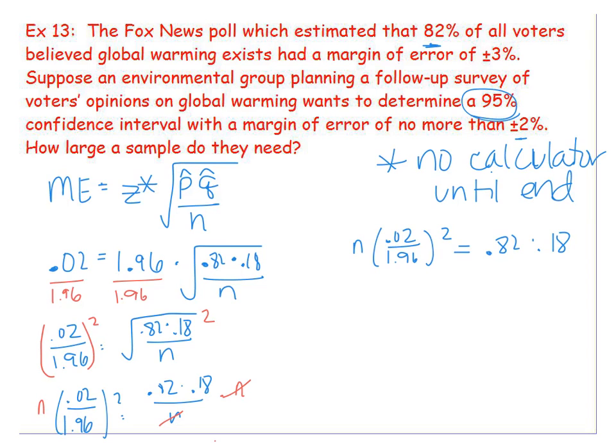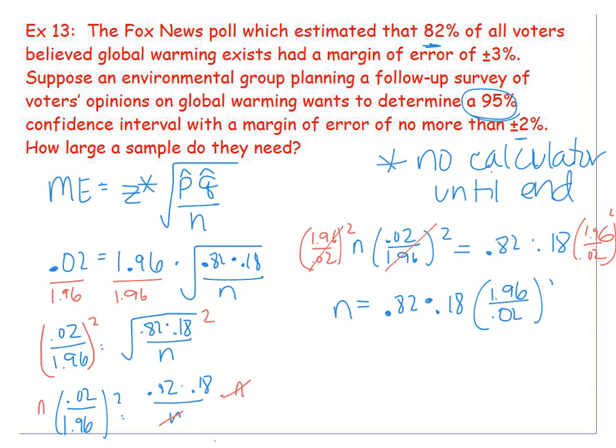Well, now there's only one thing left to get N by itself. We have to get rid of this fraction mess. Well, the easiest way to get rid of a fraction is actually to use the reciprocal. So I'm going to multiply by 1.96 divided by 0.02, squared. That'll cancel on that side. And we're also going to multiply by 1.96 divided by 0.02, squared on that side. So N equals 0.82 times 0.18 times (1.96 divided by 0.02) squared.